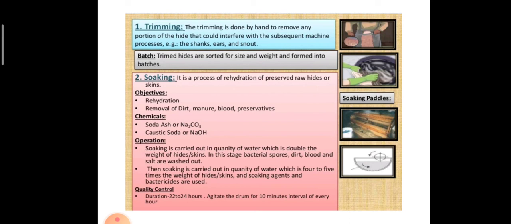As we discussed, the chemicals we use remove the dirt, blood and salt. Then soaking is carried out in a quantity of water which is 4 to 5 times the weight of the hides and skin, and soaking agents and bactericides are used. So, 4 to 5 times.